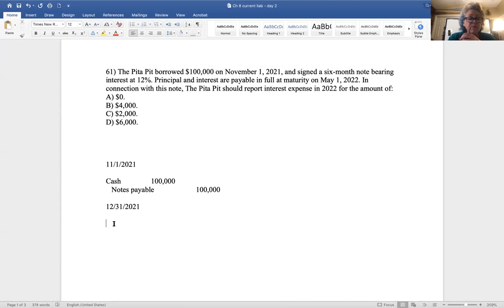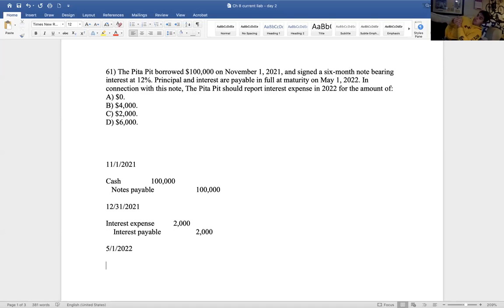All right, so on December 31st, what journal entry or adjusting journal entry would we have to do? Interest expense. Okay, good. Interest expense for how much? 2,000. Nice job. And then we would credit interest payable, good, for 2,000. See, y'all know this. Now on May 1st of 2022, when I pay it, what would my journal entry be?